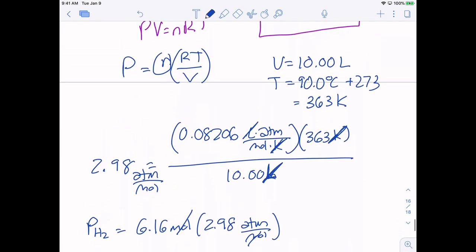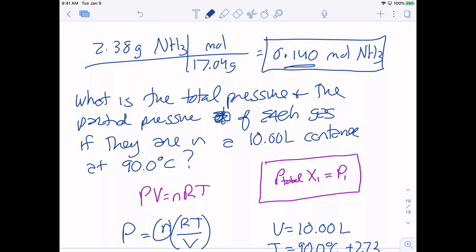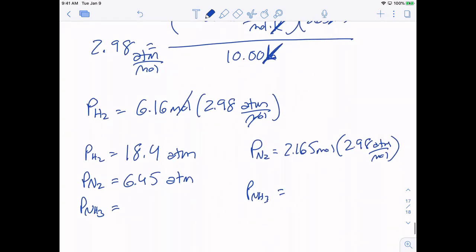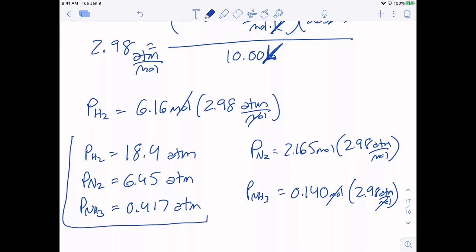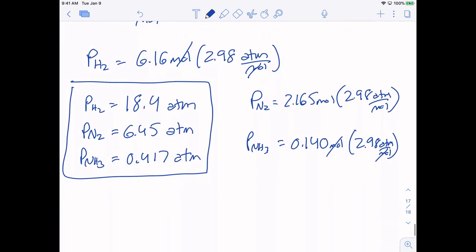And then we're going to do it one more time for ammonia. So I'm going back up. I'm finding my moles for ammonia, so 0.140. And then I'm multiplying that again by my RT divided by V, which we pre-worked out. And my moles will cancel. And I get 0.417 atmospheres. So these would be the partial pressures of each gas. The problem also wanted the total. So Dalton's Law, we just add them together.